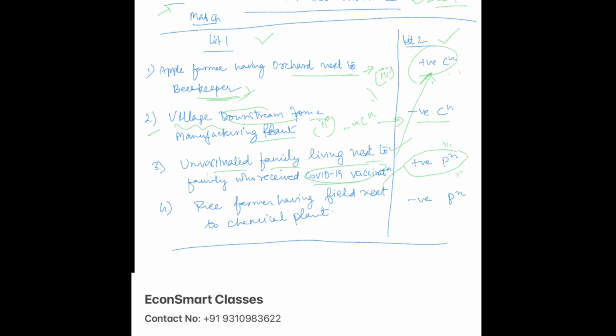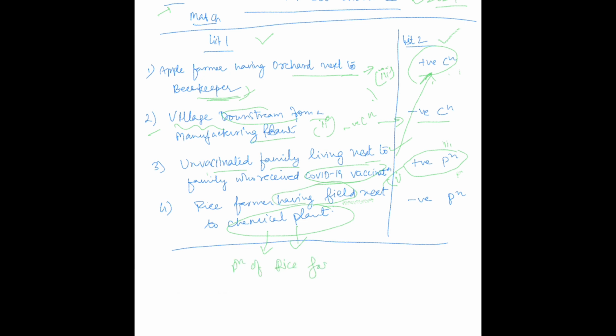So the fourth is rice farmer having field next to the chemical plant. So having a chemical plant next to the farmer having its field, that means the production of rice farmer will negatively get affected, right? Because it is having field which is next to the chemical plant, so in which case rice farmer will negatively get affected by having the chemical plant. So the answer to the fourth part is the fourth itself.